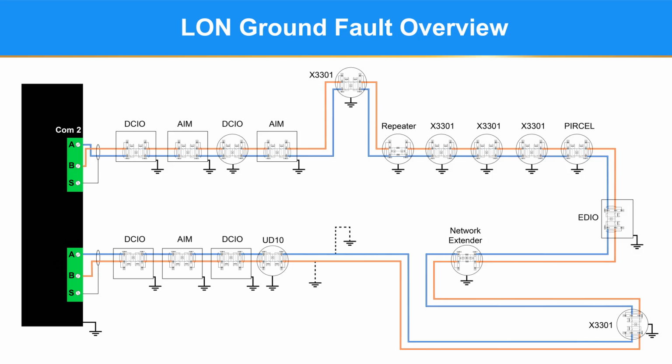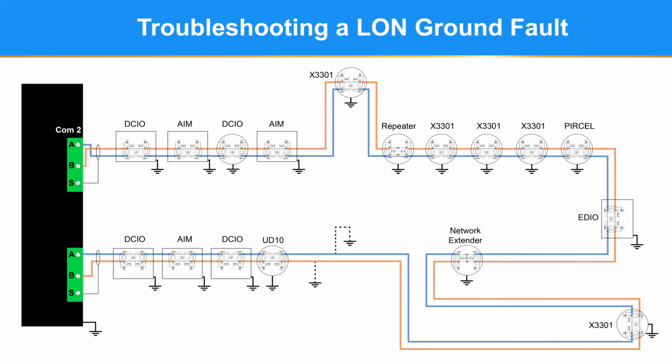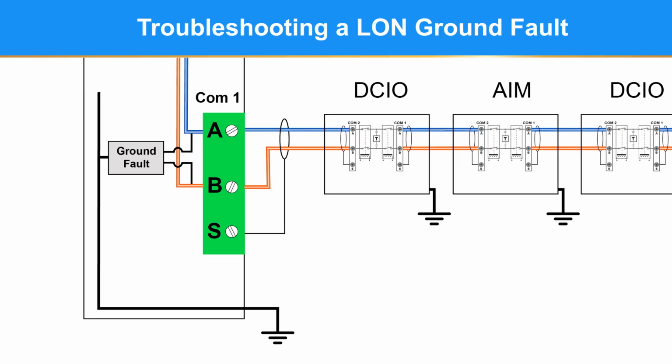In either case, you should always assume that all the devices on the network are grounded and are potential leak paths, and that the leakage to ground causing the fault could be caused by an internal failure in a device or either LON wire A or B touching the grounded component. Again, the ground fault circuitry is on COM1 of the controller and is monitoring both the A and B wires.